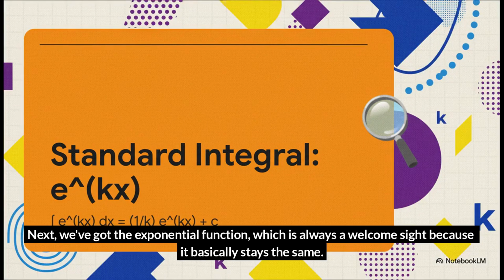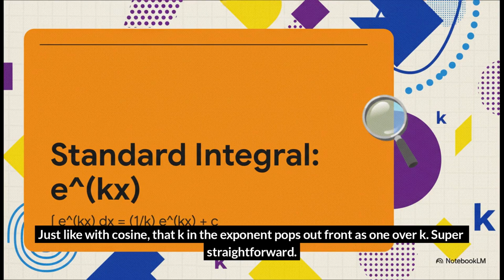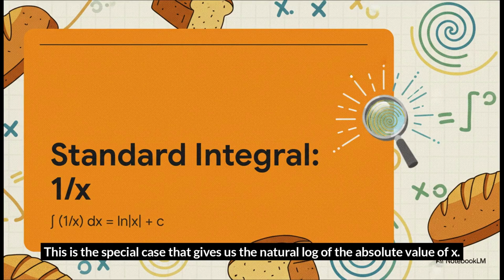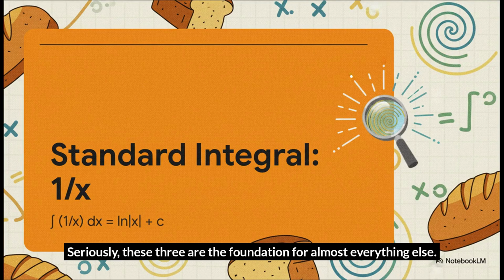Next, we've got the exponential function, which is always a welcome sight because it basically stays the same. Just like with cosine, that k in the exponent pops out front as 1 over k. Super straightforward. And rounding out our big three, the integral of 1 over x. This is the special case that gives us the natural log of the absolute value of x. Seriously, these three are the foundation for almost everything else.